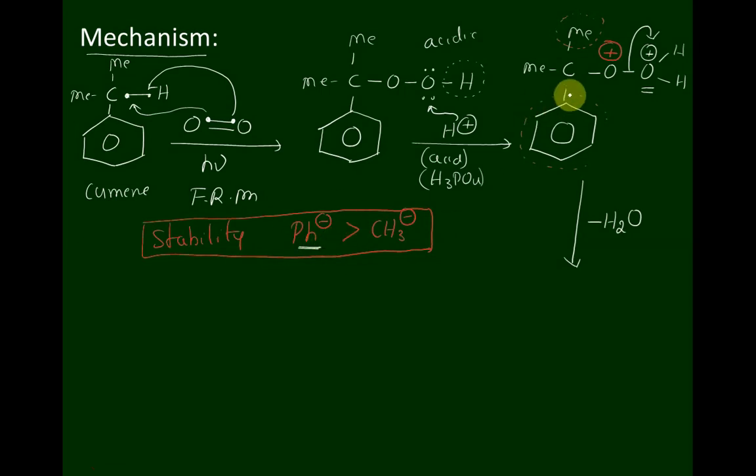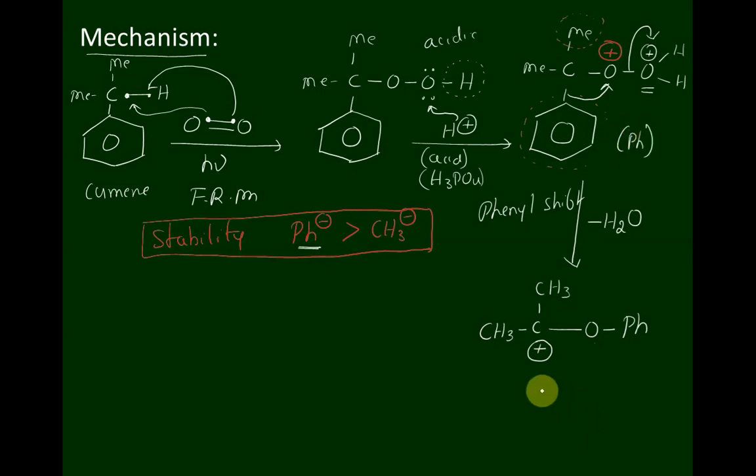Therefore, this group gets completely transferred to this side. Therefore, it is called a phenyl shift. Phenyl shift happens. We get CH3, CH3, so this carbon atom carries a positive charge, O, Ph. This group I am going to represent as Ph now. That's all. Okay.